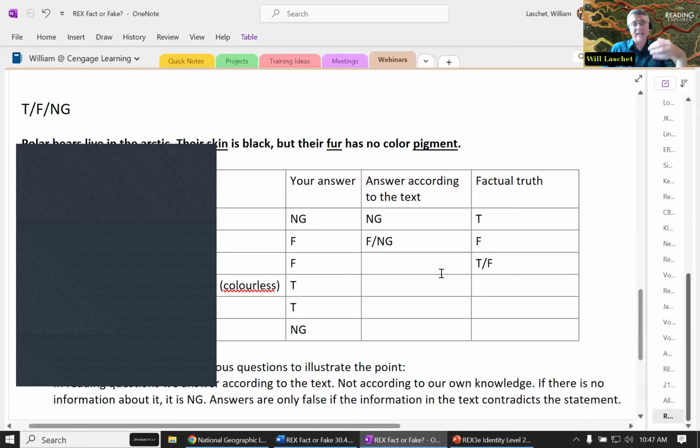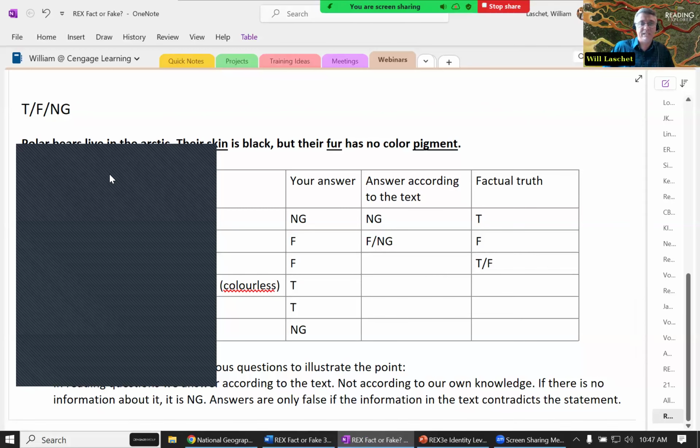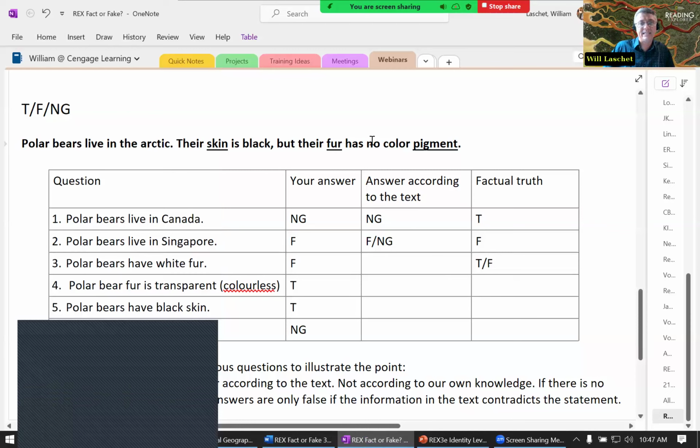So again, here it's a very difficult, ambiguous question. According to the text, it says there's no color pigment, so we're going to say that it is false.